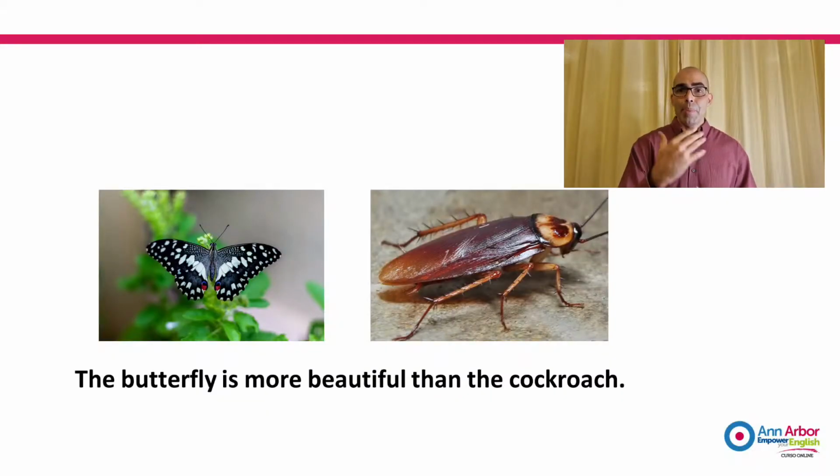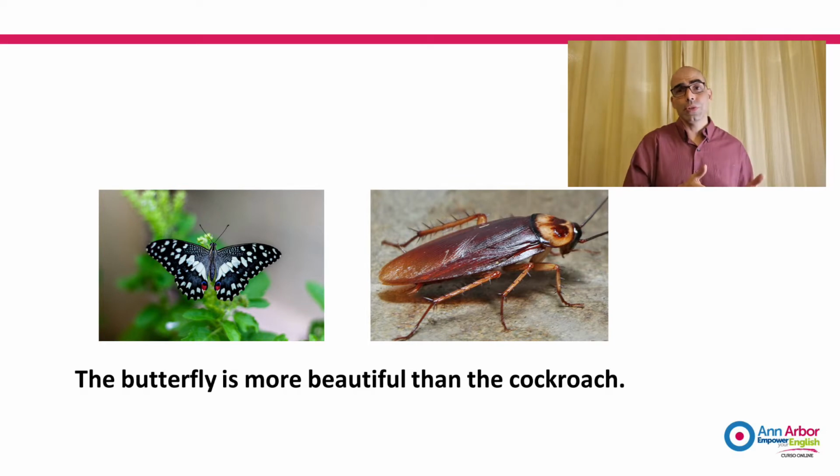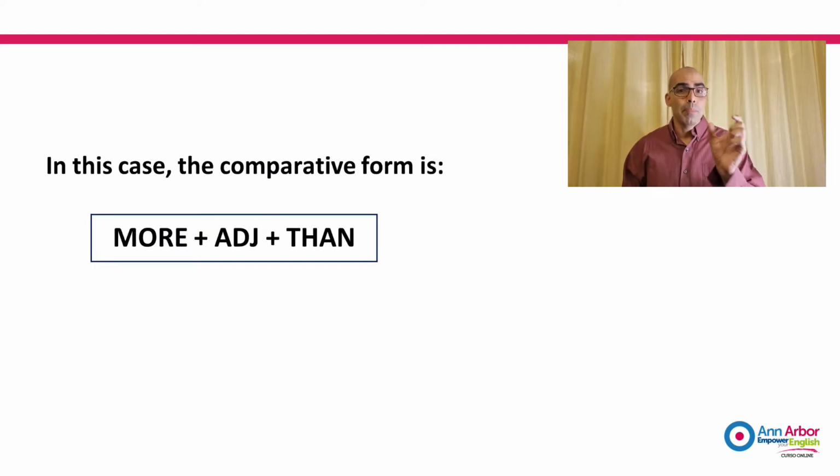Now, look at this situation. The butterfly is more beautiful than the cockroach. Now, the adjective we used is beautiful. Notice that the comparative form changed. Instead of using ER in the end of the adjective, we use the word more before the adjective. More beautiful. More plus adjective plus than.